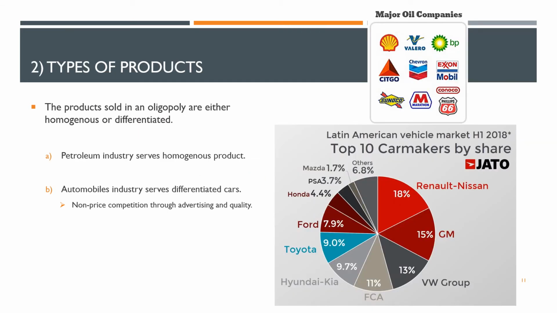The products sold in an oligopoly are either homogeneous or differentiated. For example, the petroleum industry serves a homogeneous product. On the other hand, the automobile industry serves differentiated cars. Therefore, the automobile firms can compete through advertising and product quality.